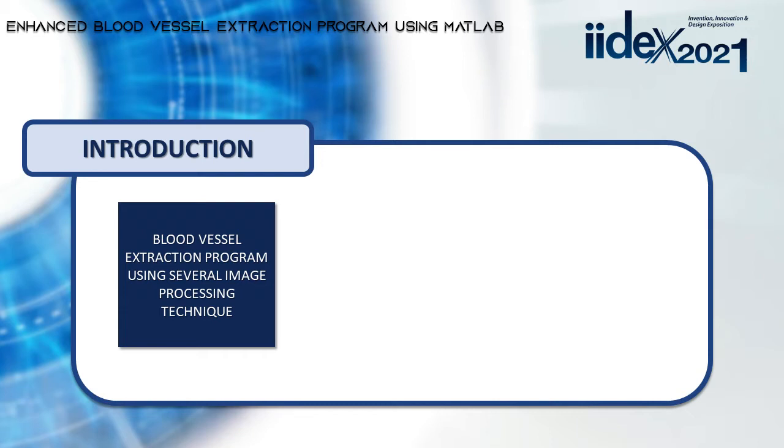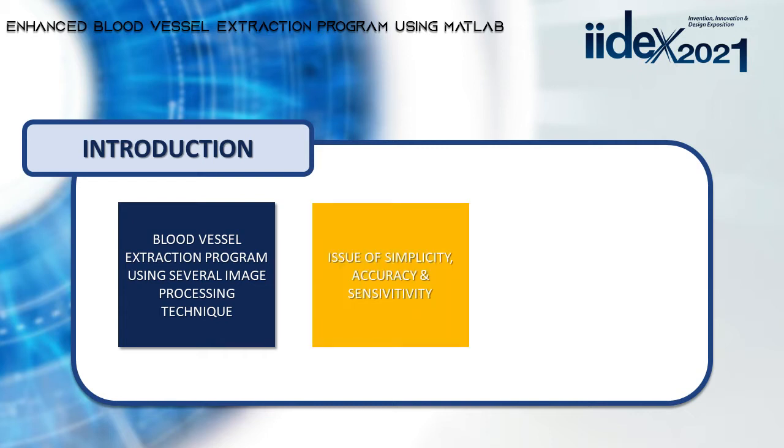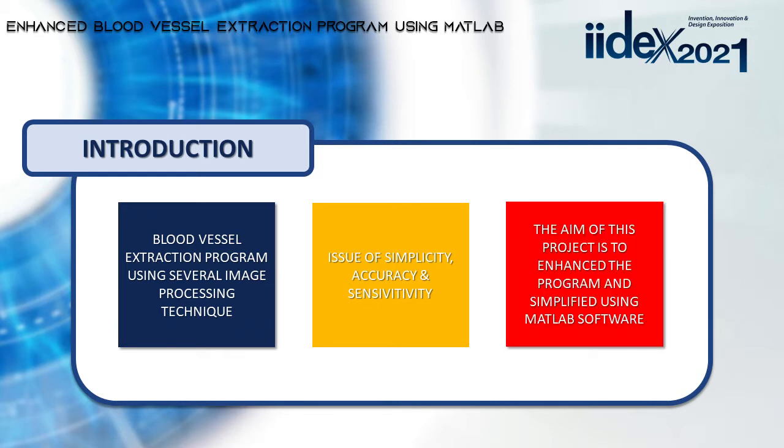With the variety of techniques and methods, some highlighted issues have arisen, which are the simplicity of the transformation design, and the accuracy and sensitivity, which relate to the overall performance analysis based on their results and the actual results. The aim and the motivation of this project is of course to enhance the blood vessel extraction program with new mathematical morphology techniques which are simpler but can deliver high performance results. The entire proposed technique is programmed using MATLAB R2019a software.